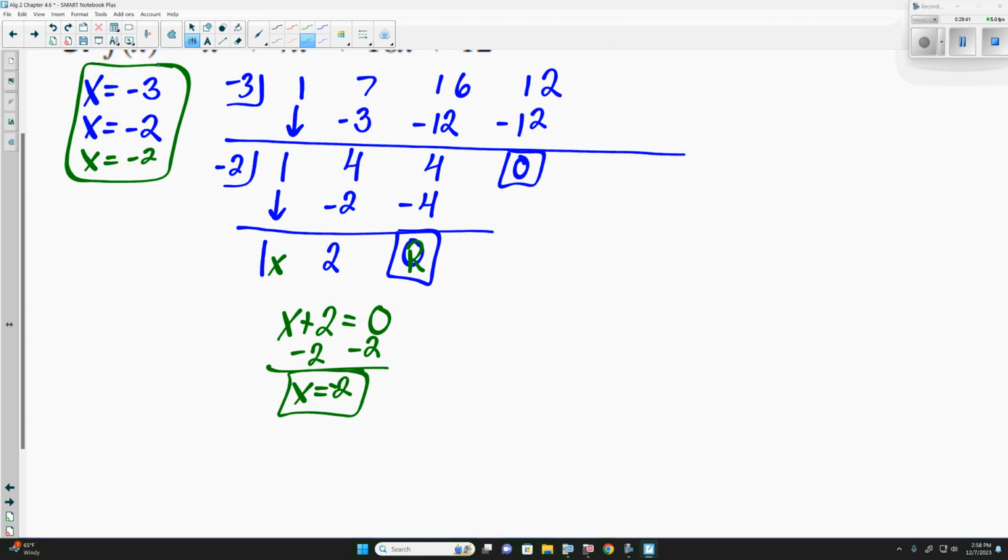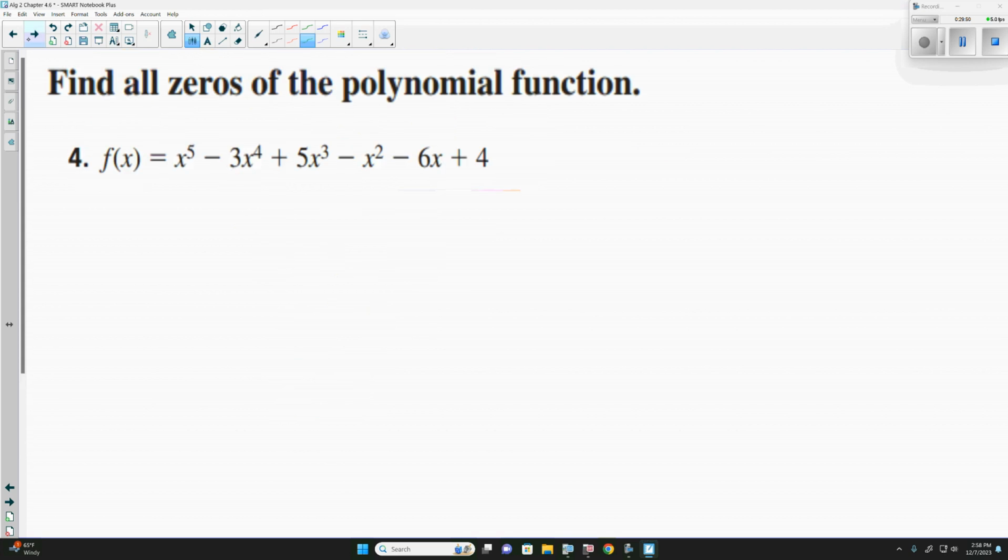Questions on this here? We feel good with this one? Let's look at this one here. This one here is a degree 5, so we should have 5 solutions.